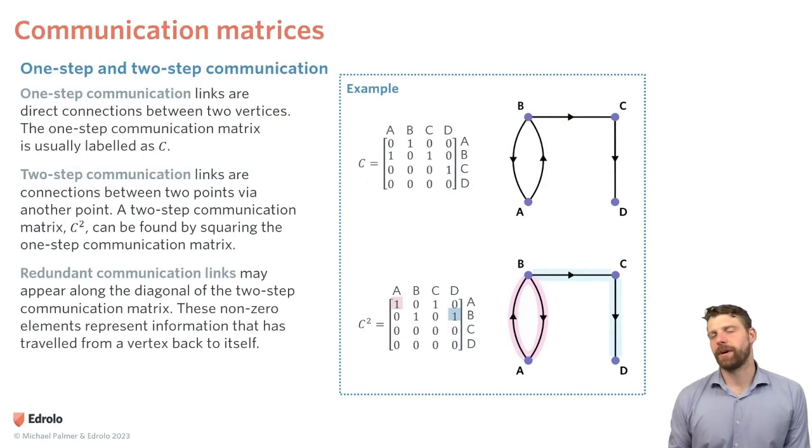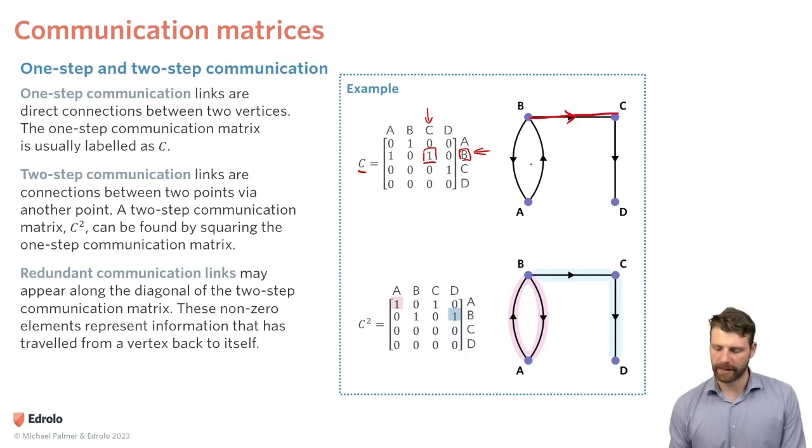Okay, with communication matrices, we have this concept of one-step or two-step communication. One-step communication would be direct communication. So for example, vertex B talks directly to vertex C. And that's indicated here in matrix C. So we can see B is talking to C. We read row first, column second. And we see there's a 1 there because B is talking to C.